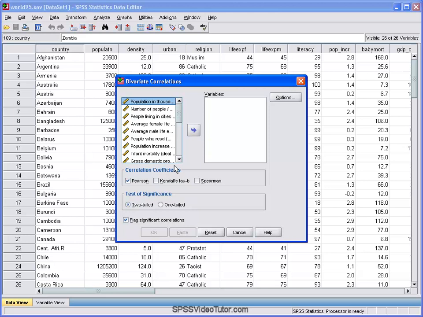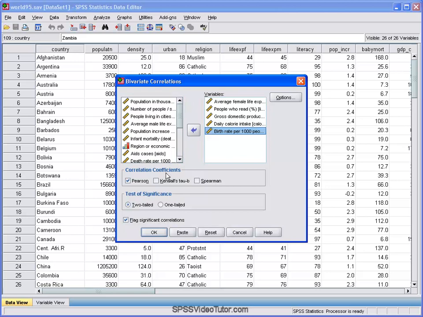In step 2, select the variables you want to analyze and move them into the variables box. So let's select female life expectancy. Let's see, literacy, gross domestic product, daily calorie intake, and birth rate per 1,000.